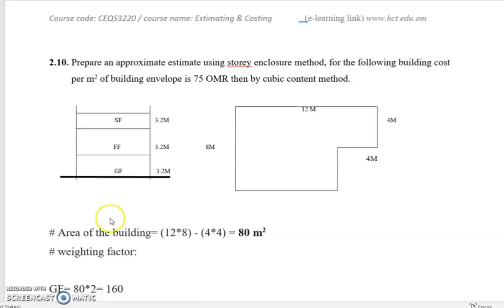The question is giving you 3.2, 3.2, 3.2.